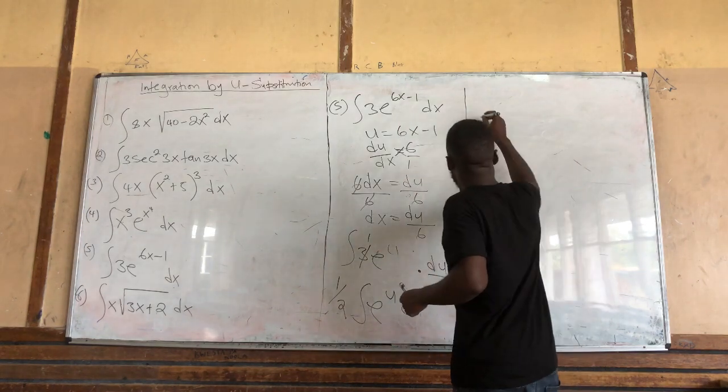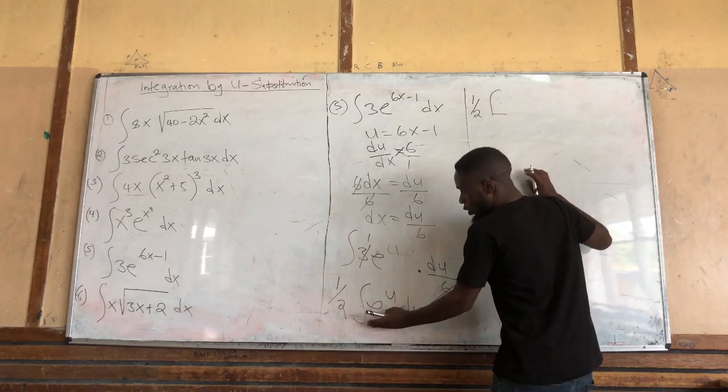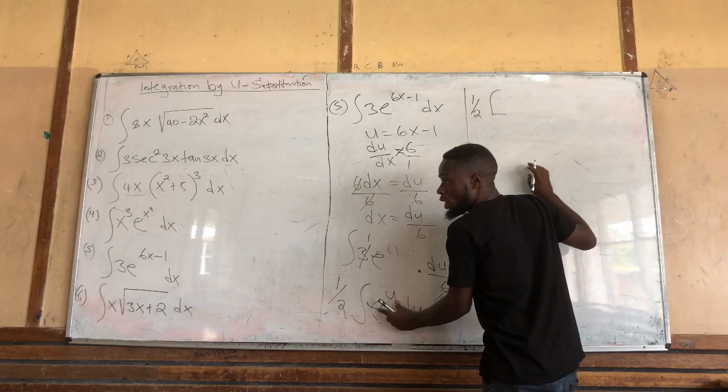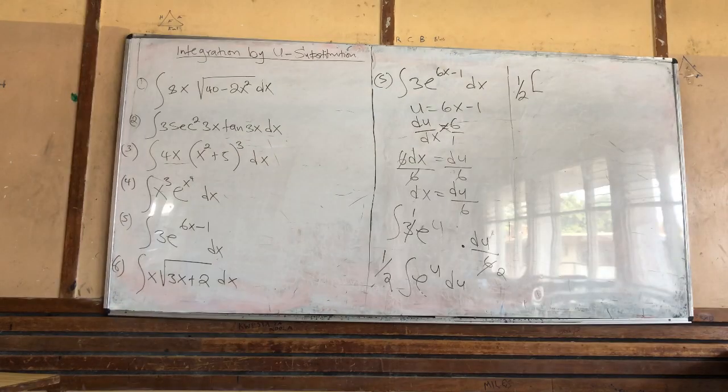Okay, this is just the same as half. And what's the meaning of this? We need to integrate whatever is inside this integral symbol here. So what is e to the power u? The integral of e to the power u is this one.